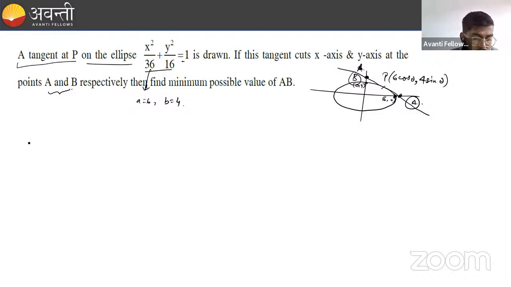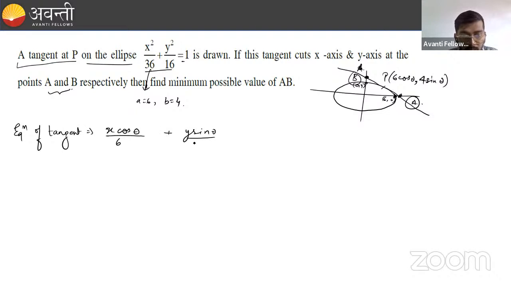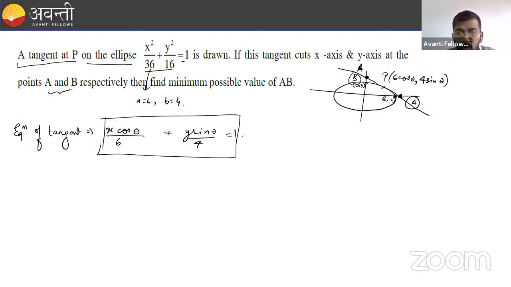The approach to this question is, first of all, let's try to find out the equation of tangent. What will be the equation of tangent? x cos theta by a, which is 6, plus y sin theta by b, which is 4, equals 1. So this is the general equation of a tangent passing through any point on the ellipse, right? So now here we can find out the coordinates where it cuts the x-axis and y-axis.